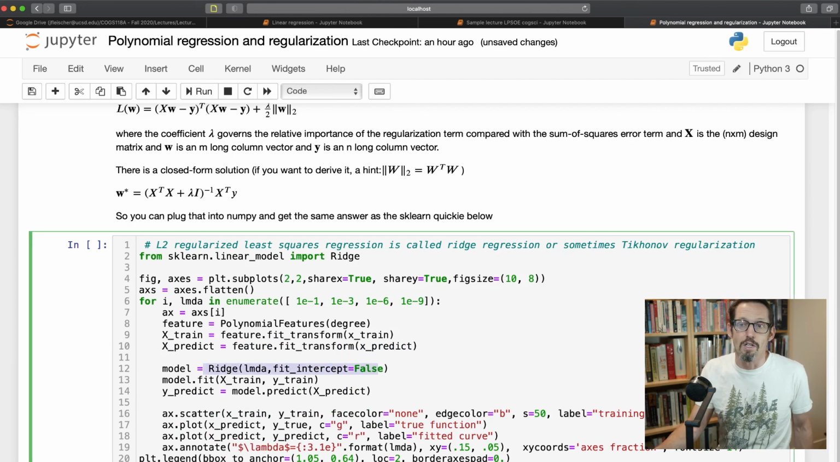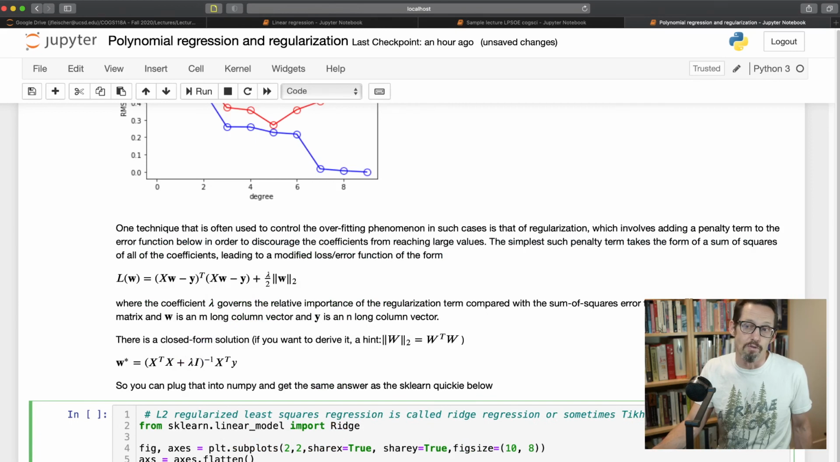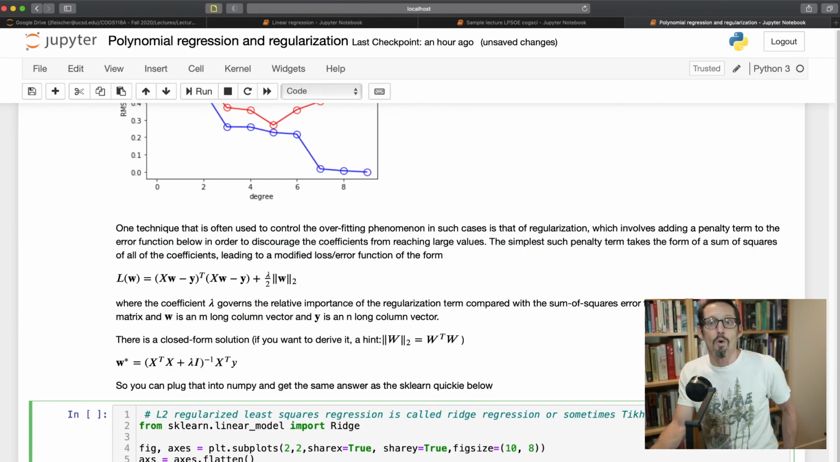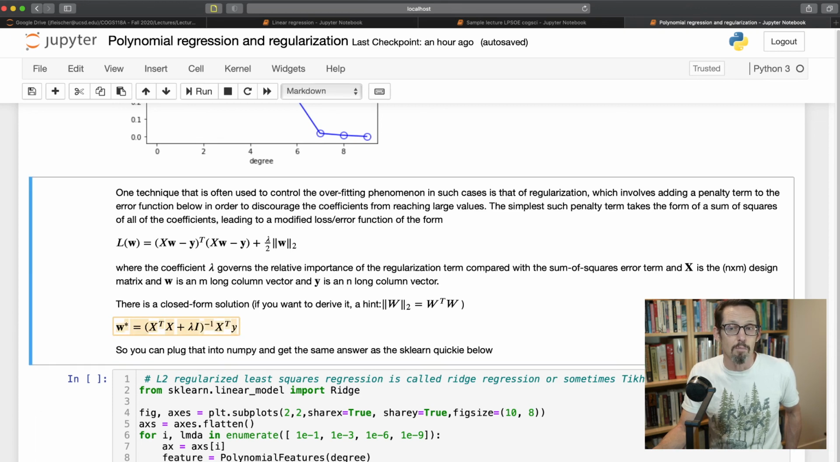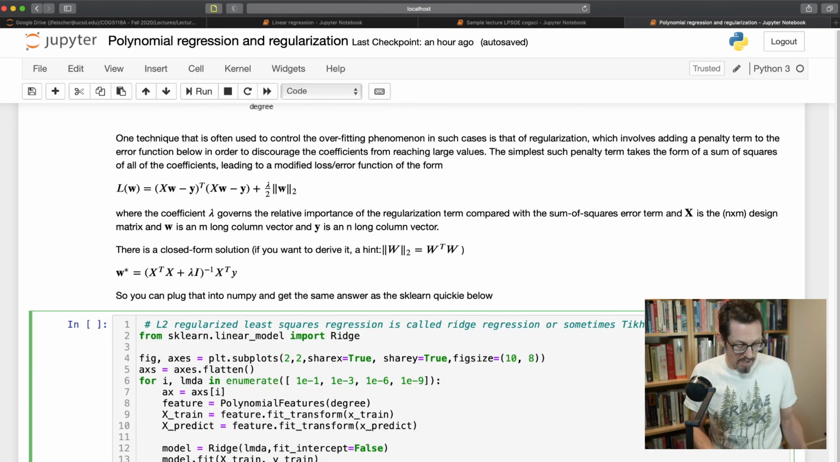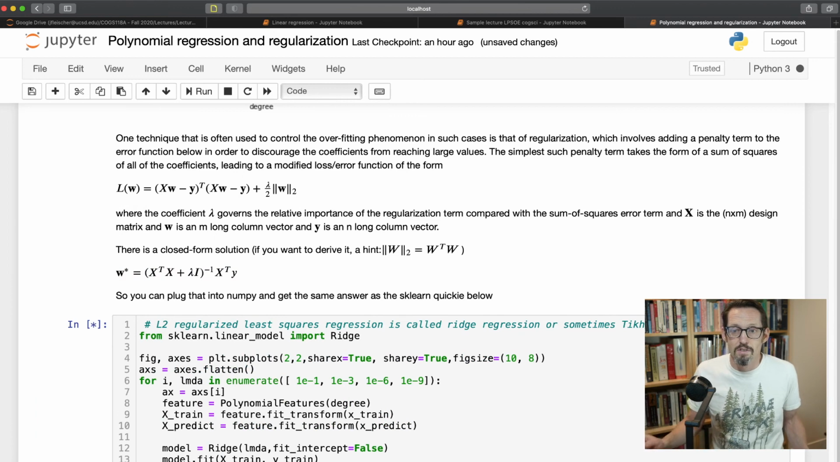Ridge regression is another name for L2 regression, or you can call it Tikhonov regularization, or a bunch of other stuff. But don't call it late for dinner, as the old joke goes, right? All right, so ridge regression is something we can grab out of sklearn. You could go in and do this in NumPy instead, but we're just going to do it very fast.